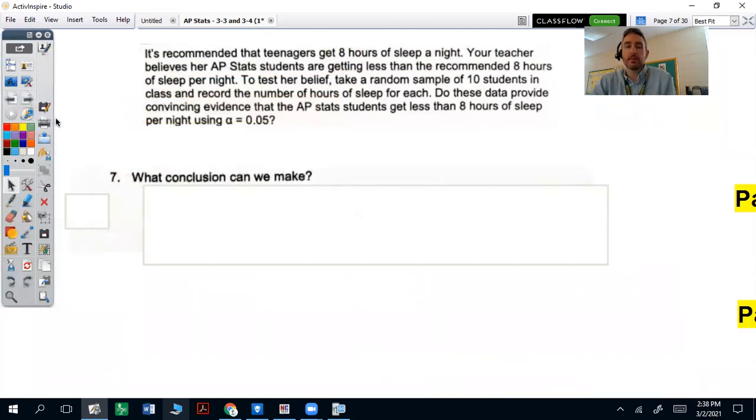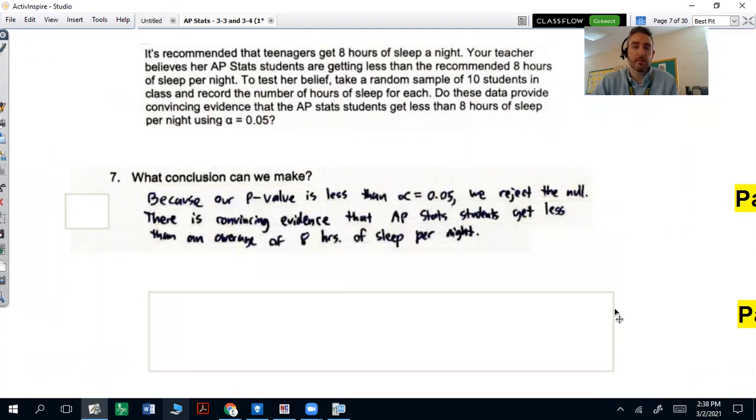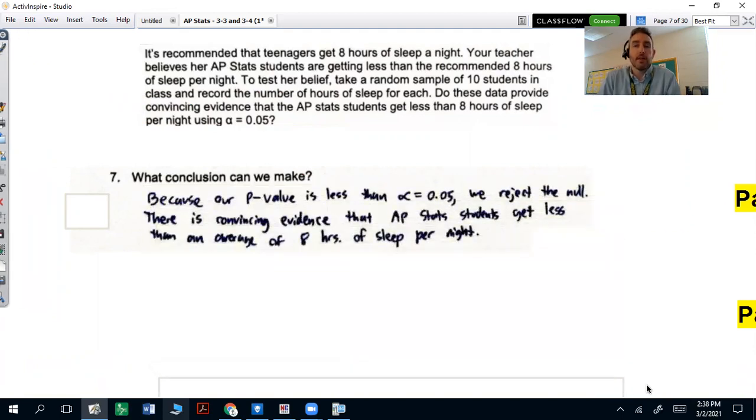So what's our conclusion? Well, what happens when you have a small enough p-value? That allows us to reject the null. So we have a strong case to say students in AP classes are by and large getting less than 8 hours of sleep. This is convincing evidence because our p-value is 0.0016, which is way smaller than 0.05. It's not even close. That's your summary. You do have to have a summary. Pause to write that down.